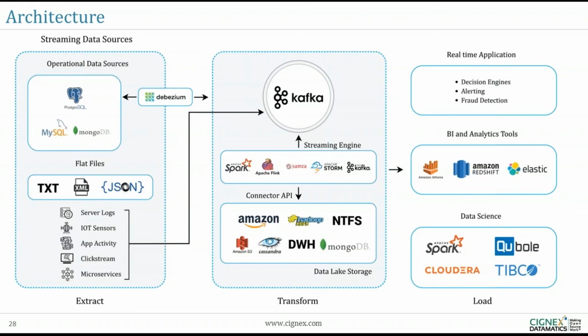I'll start with the left-hand side, which talks about the streaming data sources. If you look at the first box, which is the operational data sources, what we are doing here is basically extracting and pulling the data from these databases and then pushing it into Kafka. But then you may have a question: why do we need to do that, and what is the exact use case where we would typically do this? So I'd like to brief you about that.